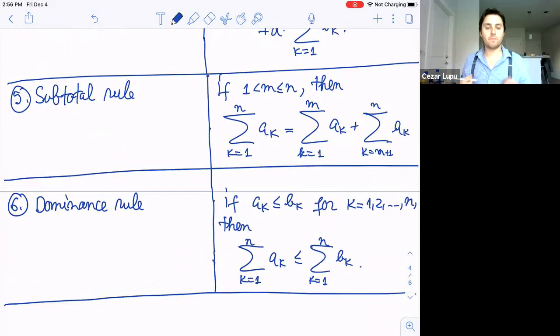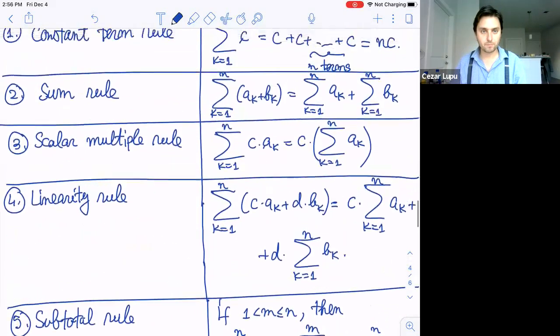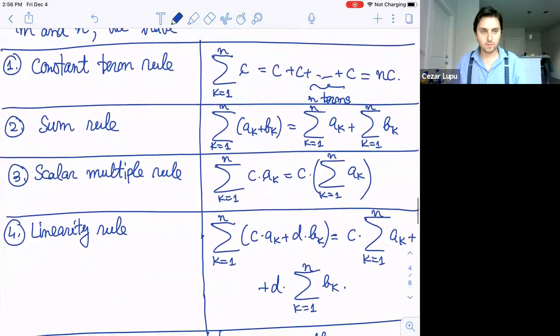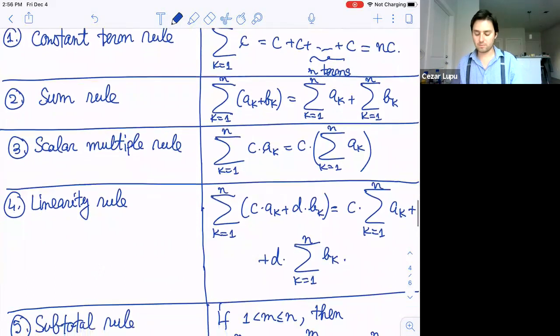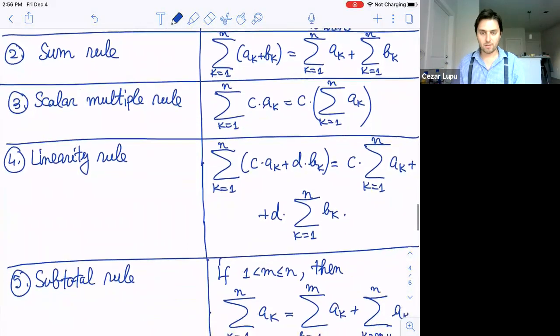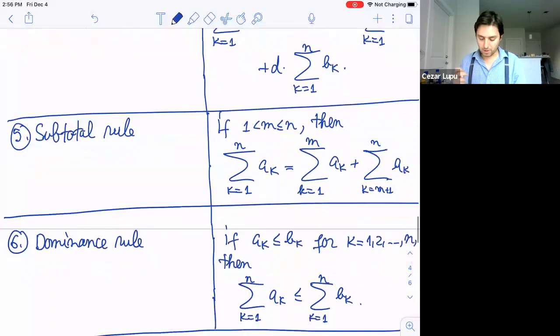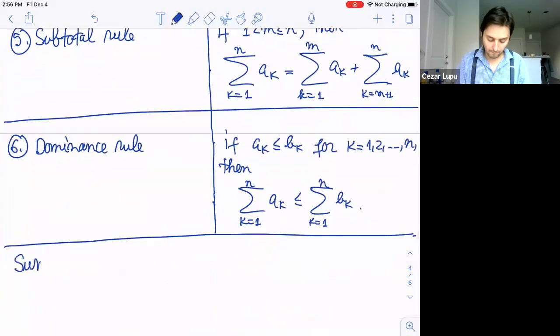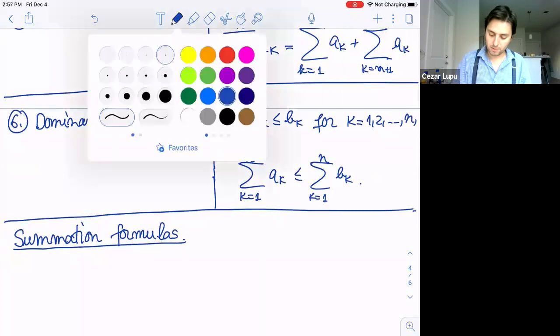And now let me give you some summation formulas. So I want you to look at the rules again. Well, they're pretty straightforward. And now let me talk about summation formulas. These are very important. All right, and I'm going to write this with a different color.